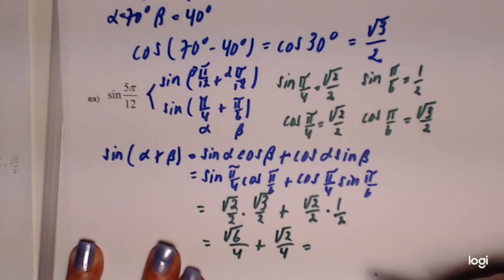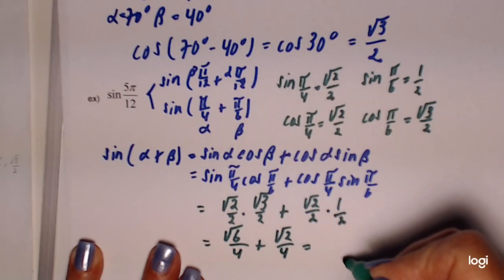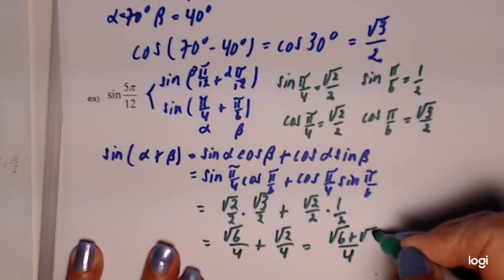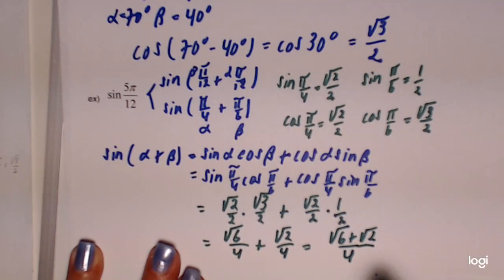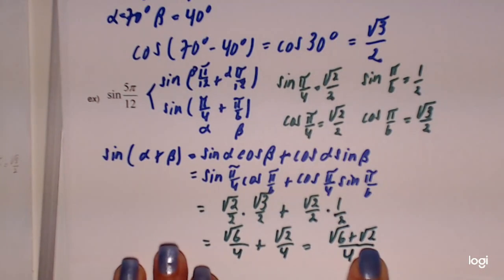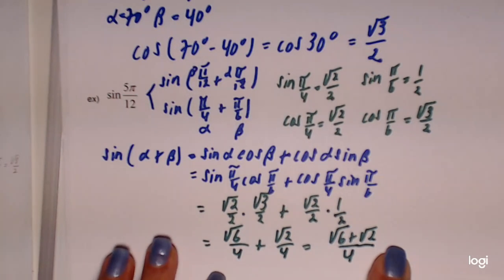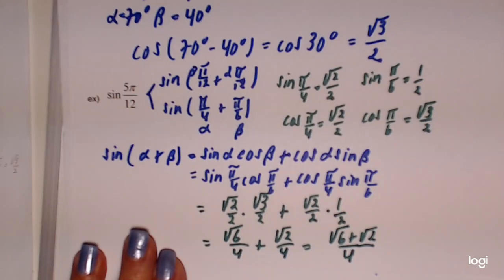And finally, we can add these since the denominators are the same, 4, and we have the square root of 6 plus the square root of 2 over 4. And as in the other example, we are done here. You cannot say this is the square root of 8, because these are under radicals. We can't add them unless they are the same.